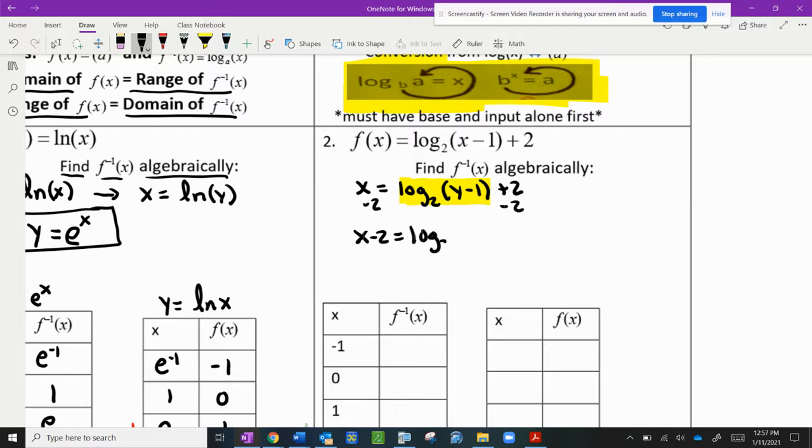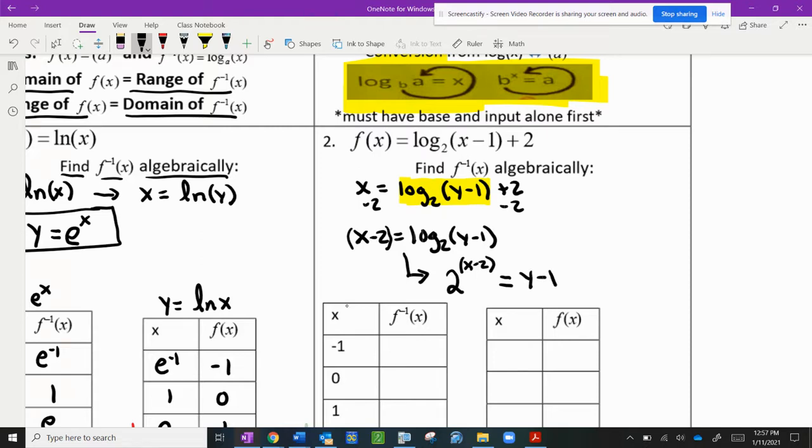And then once I have the log and its input isolated all by itself, I'm ready to convert now to its exponential form. So I know since these are inverses, this exponential has a base 2. It's going to be raised to the output of the log, because its input is the power, and it's going to output the input of the log, which was y minus 1.